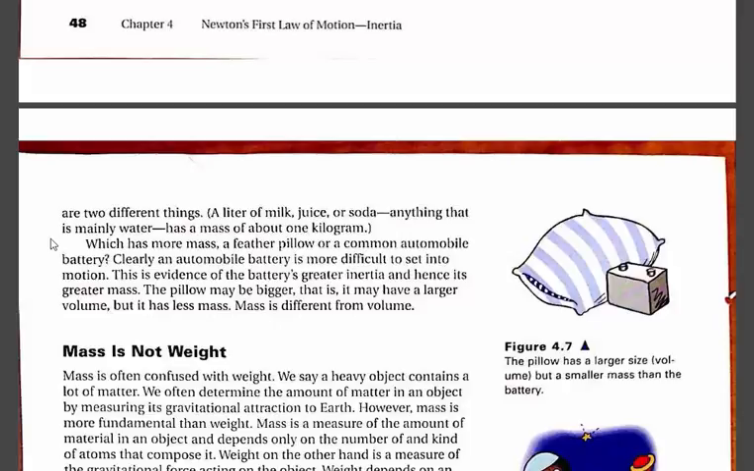Which has more mass, a feather pillow or a common automobile battery? Clearly, an automobile battery is more difficult to set into motion. This is evidence of the battery's greater inertia and hence its greater mass. The pillow may be bigger, that is, it may have a larger volume, but it has less mass. Mass is different from volume. The pillow has a larger size, which is volume, but it has a smaller mass than the car battery.